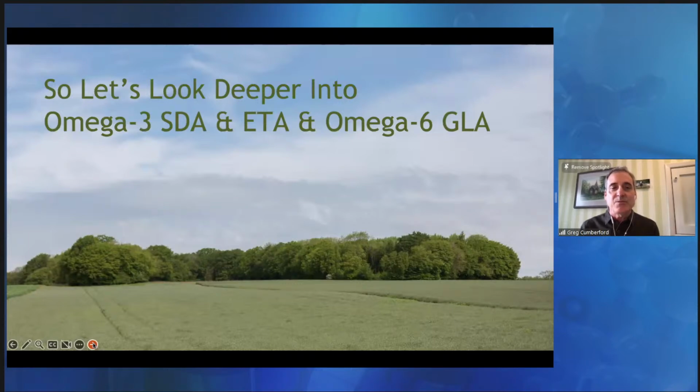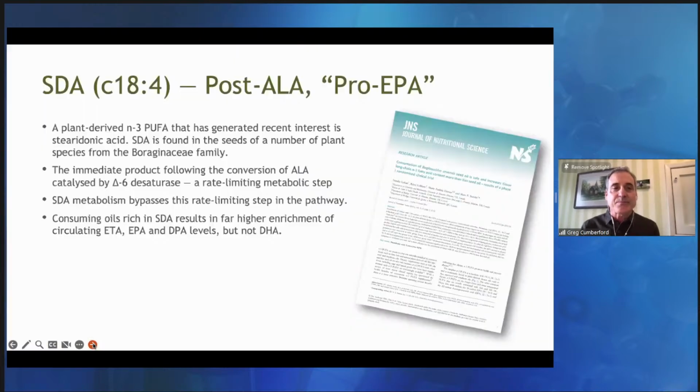So let's take a little bit of a deeper look into Omega-3 SDA and ETA and a little bit into Omega-6 GLA. So stearidonic acid is considered that post-ALA, pro-EPA Omega-3 polyunsaturated fatty acid. It's plant-based. It only occurs significantly in plants, although there are some marine sources like krill that contain small amounts of stearidonic acid. It's found in the seeds of a number of plant species in the borage family, of which ahiflower is one. As Adam noted, it's this sort of immediate byproduct in the conversion of ALA downward into longer chain omega-3 fatty acids.